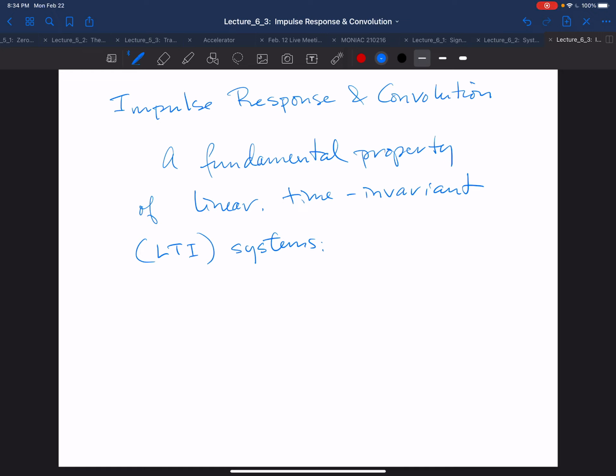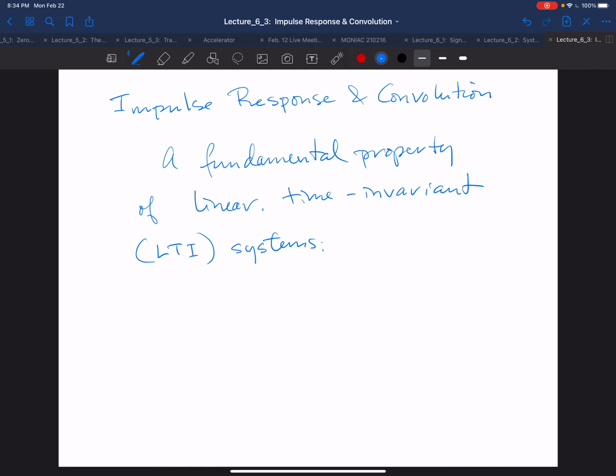In this lecture, we're going to look at a fundamental property of linear time-invariant systems. Now, we've defined systems as maps or functions from one space of input signals to a space of output signals. So because it's a function, a system associates with every input signal a unique output signal. And that output signal is called the response to the input signal.